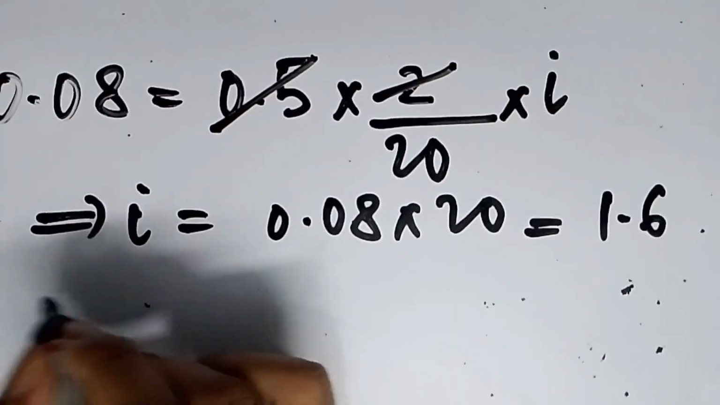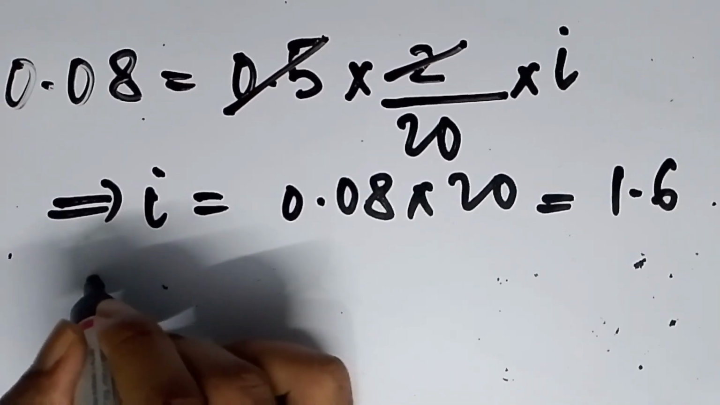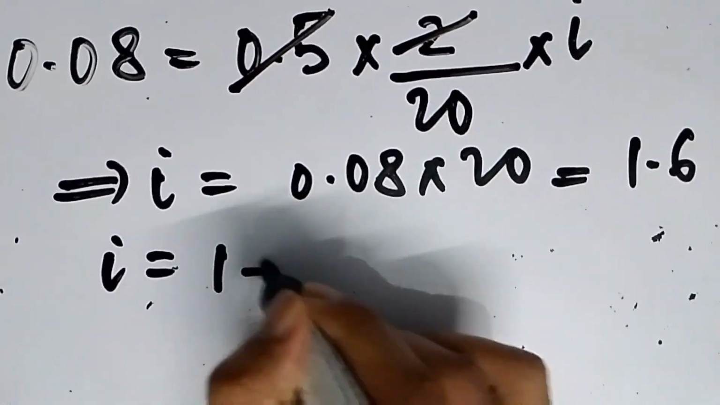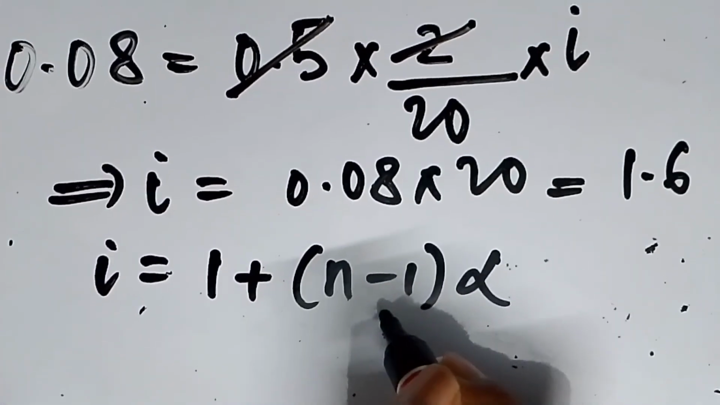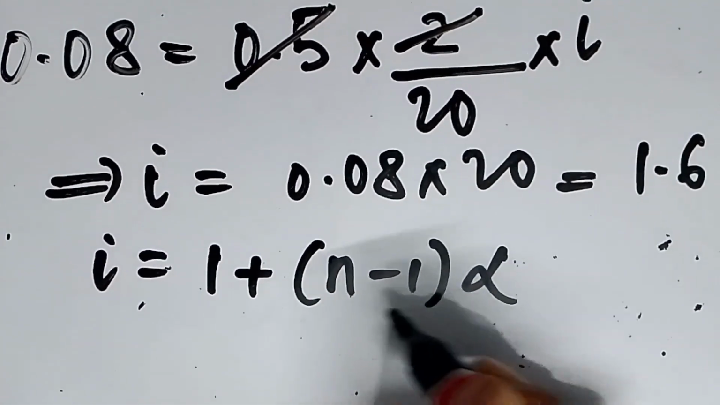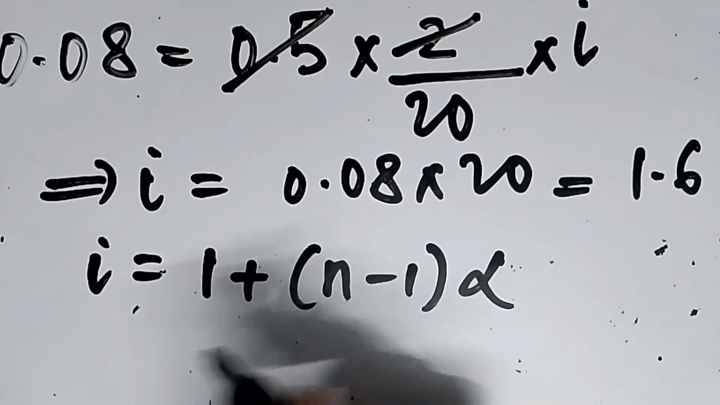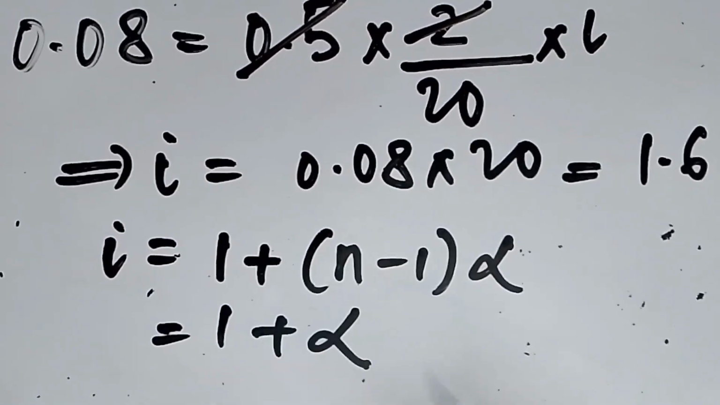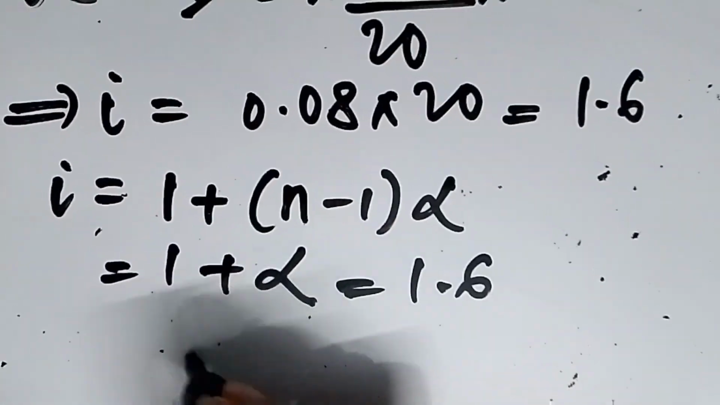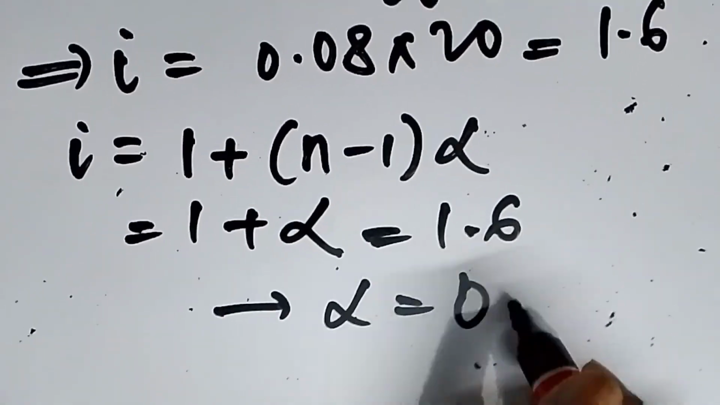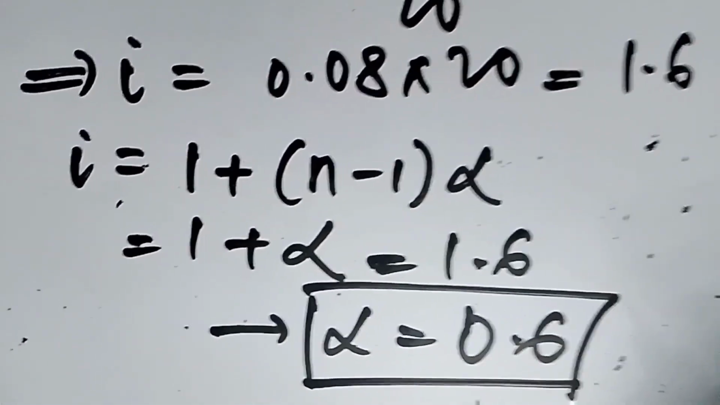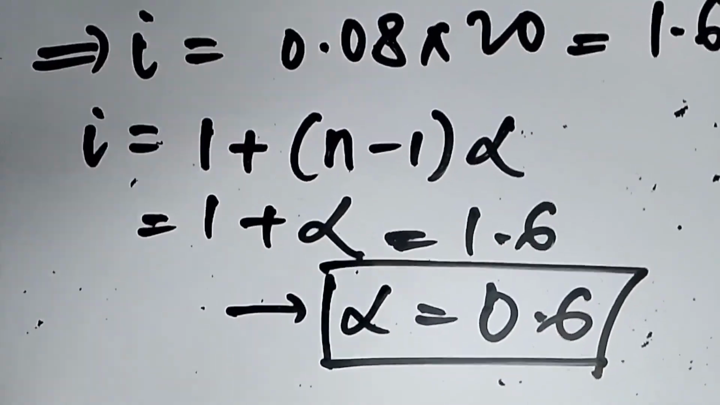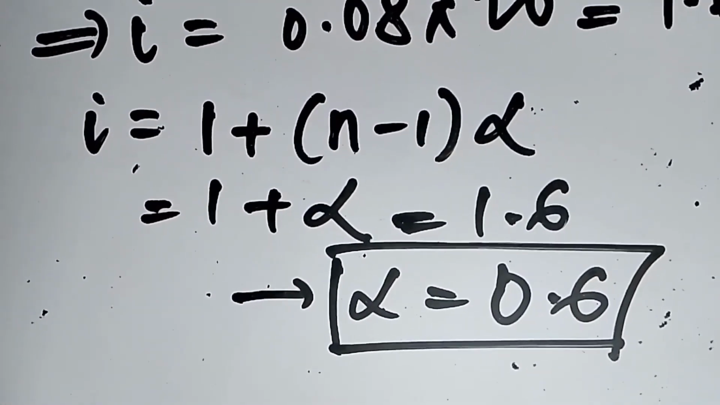And now we know that for a weak electrolyte the Van 't Hoff factor can be written as 1 plus (n minus 1) into alpha, where n is the total number of ions. So here the total number of ions is 2, so n minus 1 is 1, so 1 plus alpha is equal to 1.6, so alpha is equal to 0.6. So we got the degree of dissociation as 0.6, and now we'll proceed with the calculation of the electrochemistry part.